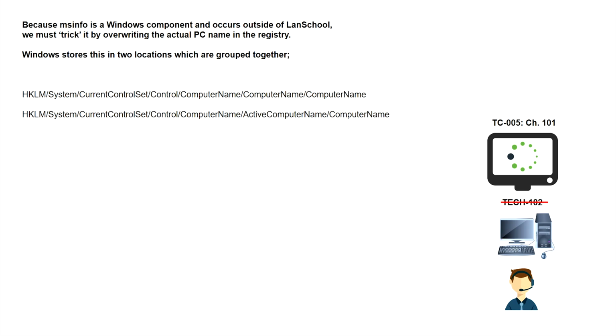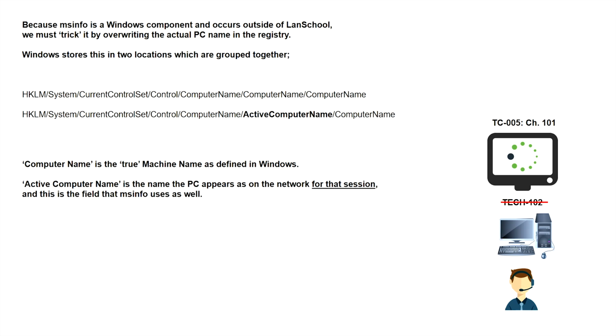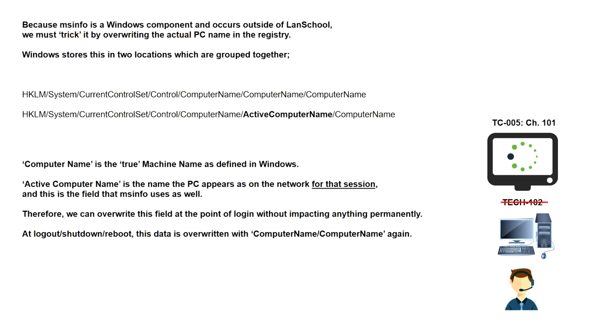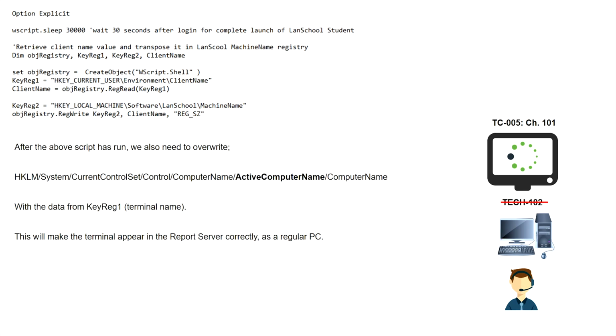Now within the Windows registry, there's two locations under HKEY Local Machine System. One of these has the true name of the PC as it's defined, and the other is a temporary location that we can overwrite. Now MSInfo uses the temporary location, and we can write over this with any information we like without causing any perpetual changes to the machine itself.